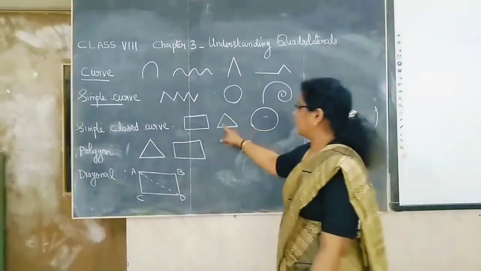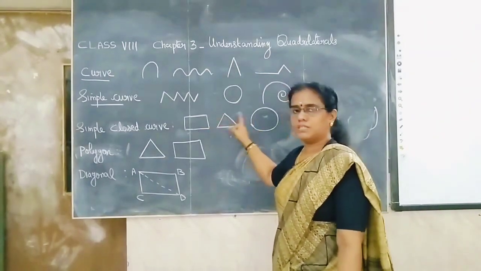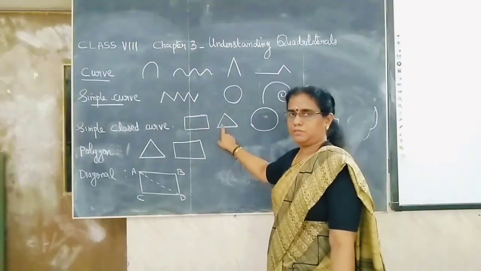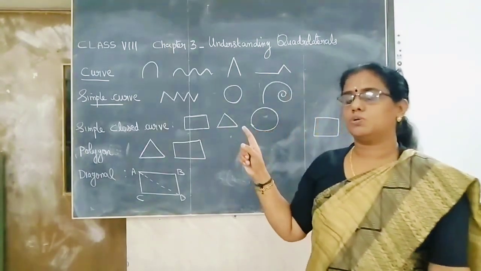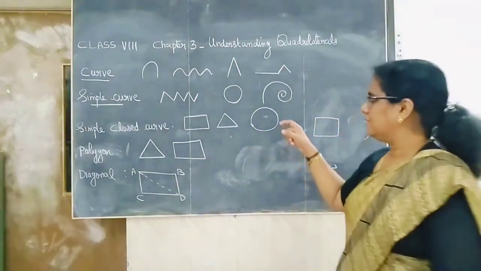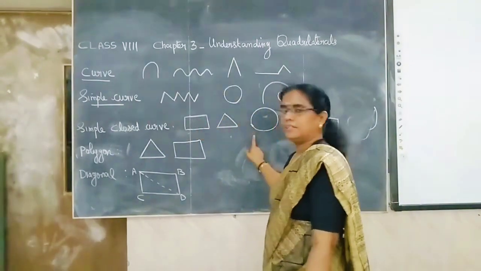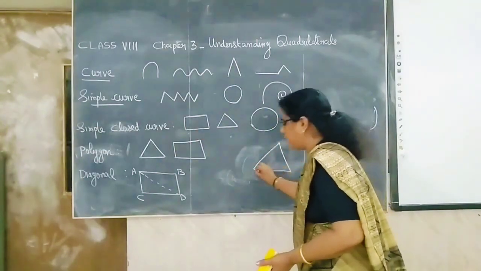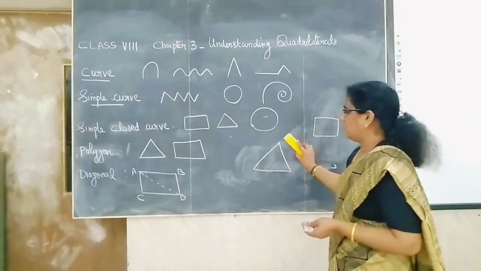Therefore, these three are some examples of simple closed curves. In all the three cases, it is a simple curve because it does not cross itself. At the same time, it is closed also. That means the starting and end points are the same in all the three cases. If we start from a point, we can come back to the same point. Therefore, it is a closed curve.